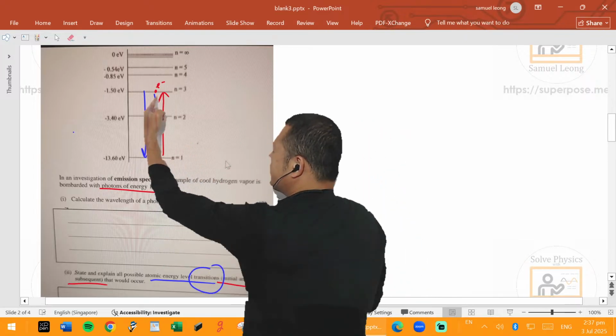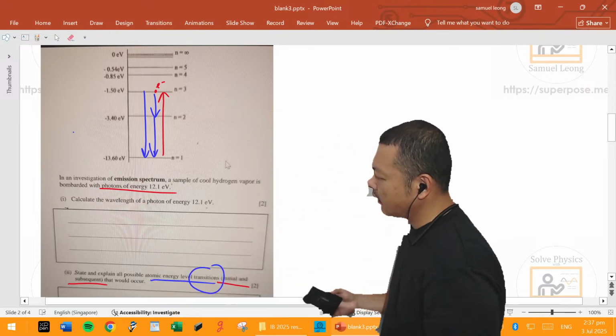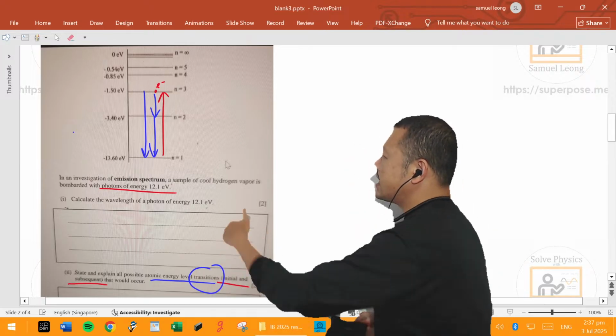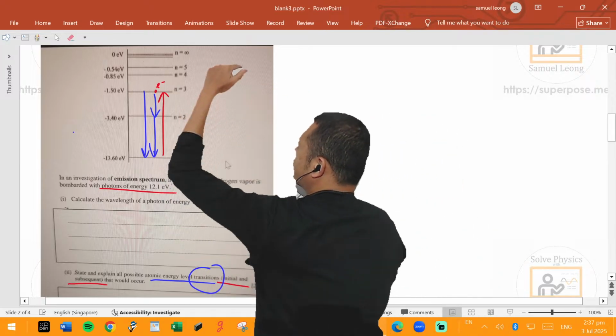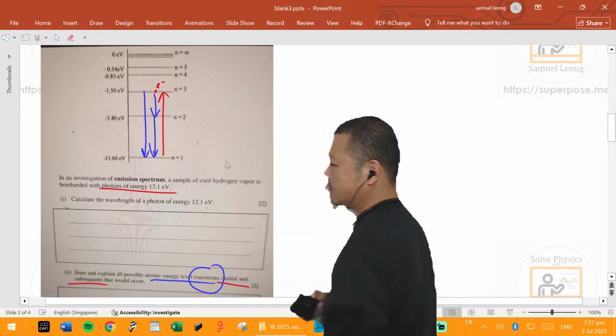Is an upward transition the same as a downward transition? What if you say no, it's not the same? Then I would literally write it all down. I will say that there's an upward transition from n equals 1 to 3. There's a downward transition from 3 to 1, 3 to 2, 2 to 1.